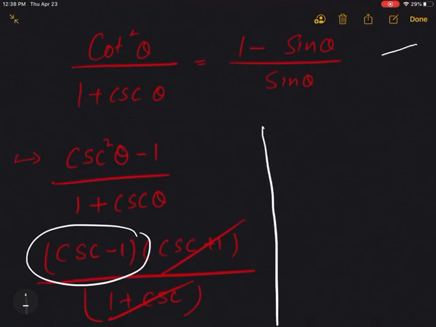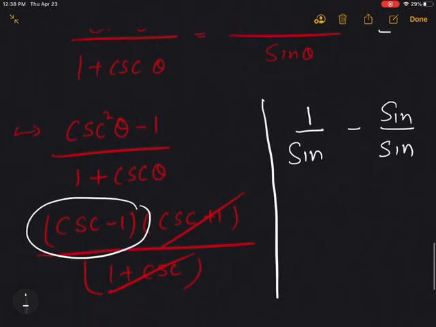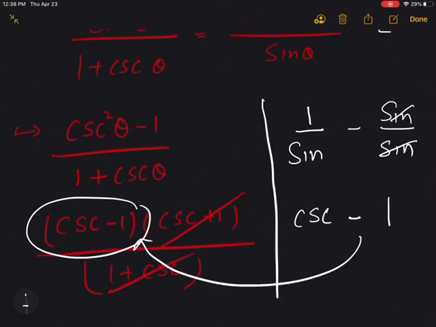Okay, I see 1 fraction, and for 1 fraction, you could just split it up into multiple pieces. So I could rewrite this as 1 over sine minus sine over sine. 1 over sine is cosecant, sine over sine is 1, which is the same as this. Here you go.